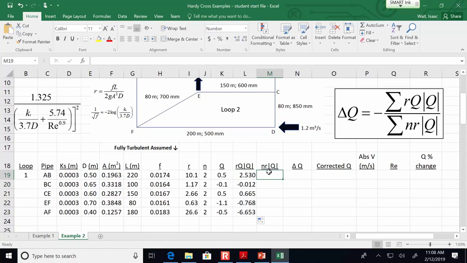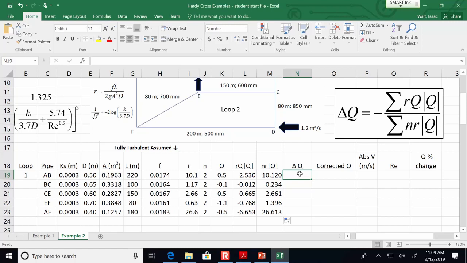Okay, so now N times R times the absolute value of Q. Now what's the unfortunate thing about this delta Q column is that we have to type the equation in as many times as we've got rows. Otherwise, when we do the relative reference paste into subsequent iterations, things aren't going to work out the way that we want. So we have to go ahead and type that in.